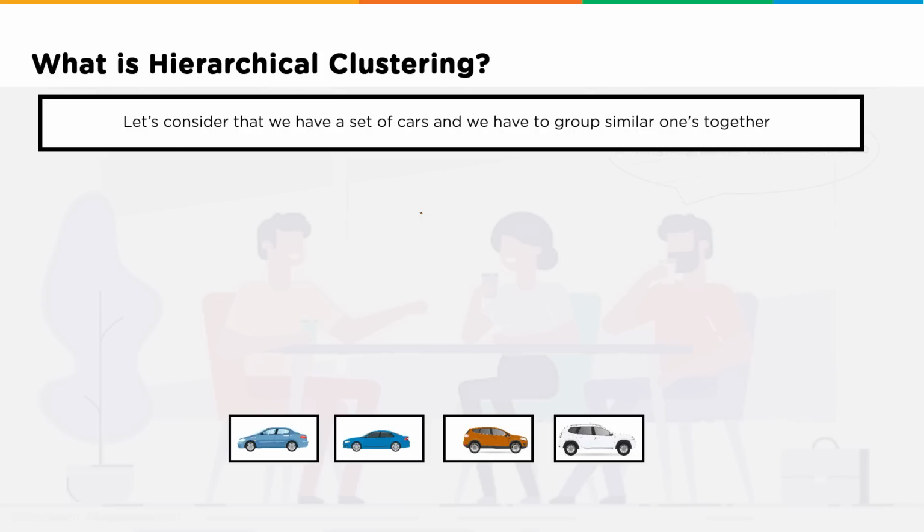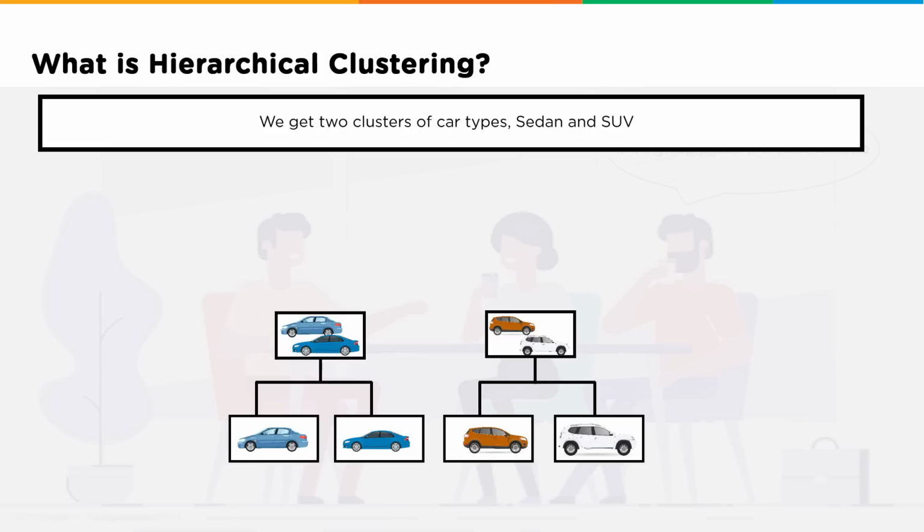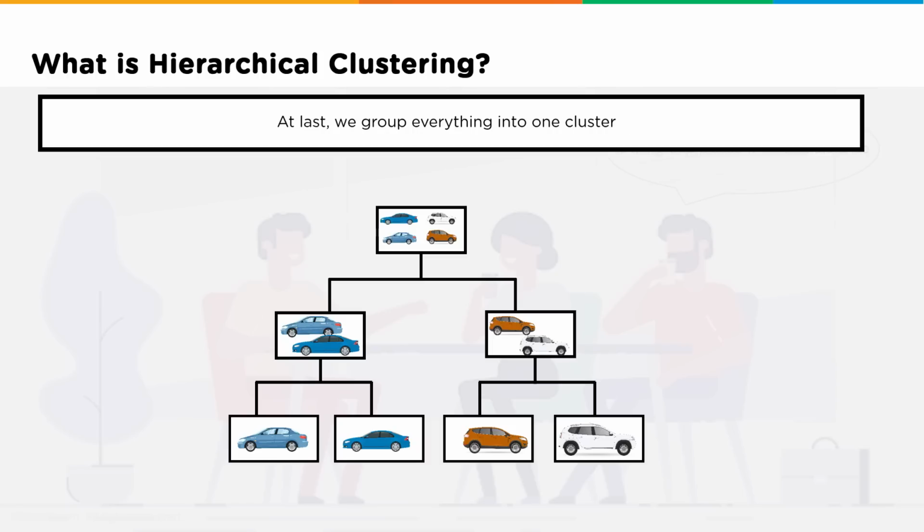Let's consider we have a set of cars and we want to group similar ones together. So below you'll see 4 different cars, and we get 2 clusters of car types, sedan and SUV. If you're just looking at it, you can probably think, oh yeah, we'll put the sedans together and the SUVs together. And then at last we can group everything into one cluster. So we just have cars.